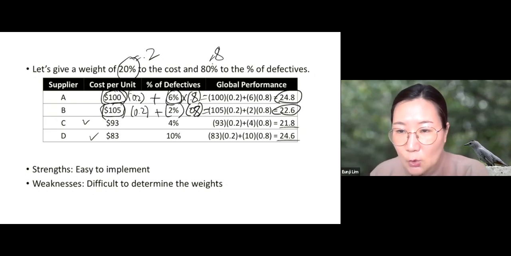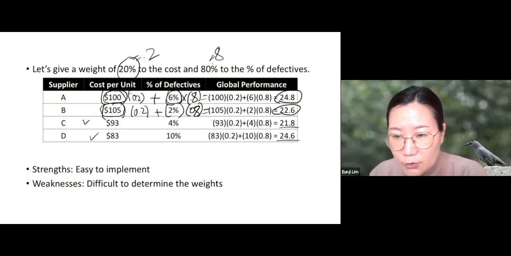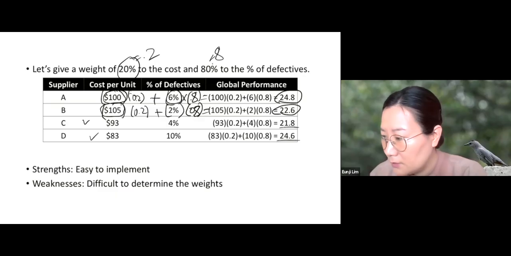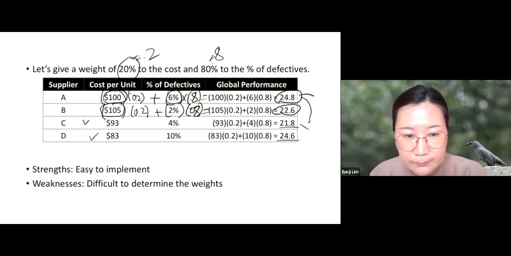So once you have all the global performance for all the suppliers, which one should you choose as the final choice? The highest number or the lowest number?